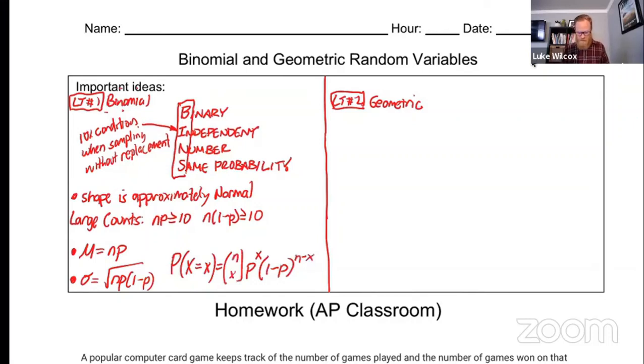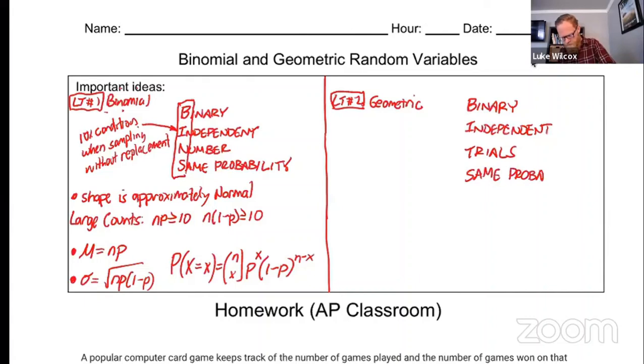Okay, let's see if we can do the same thing over here on the right for the geometric distribution, starting with our 4 conditions, which are almost exactly the same. We got binary, we got independent. The third one is the one that's different because there are no longer a fixed number of trials. We care about the number of trials until the first success. And then the fourth one is the same probability of success for each trial. And sure enough, there's an acronym here that might help you remember the 4 conditions for a geometric random variable, which is BITS, B-I-T-S. And I just want to note here that we do still have to check the 10% condition if we are sampling without replacement.